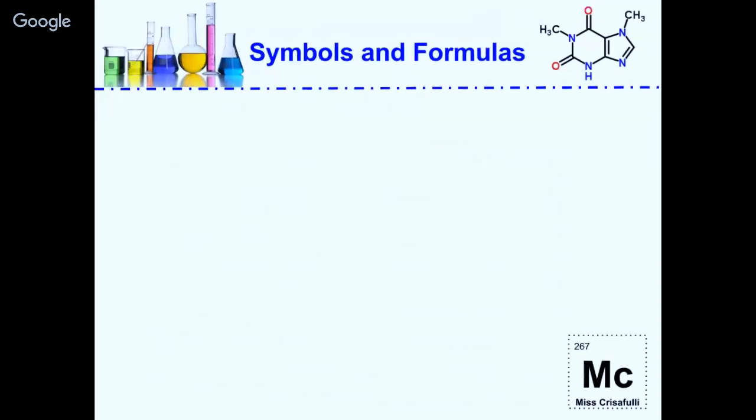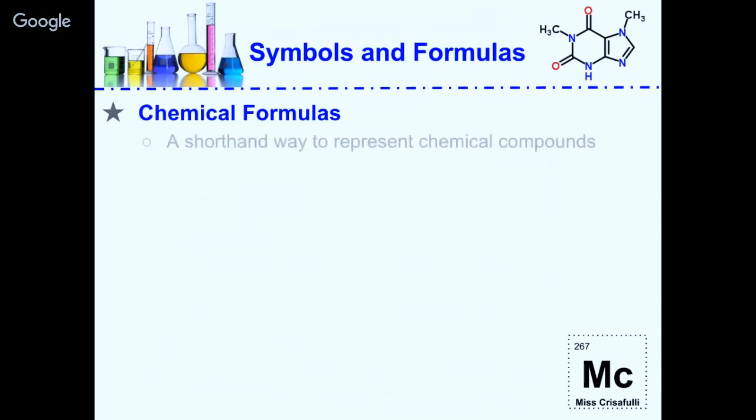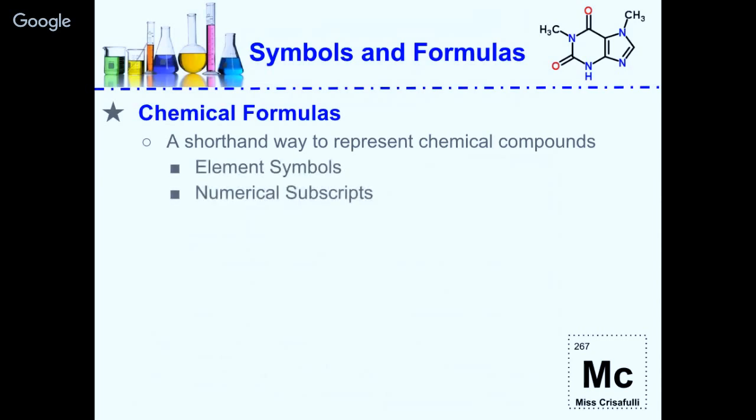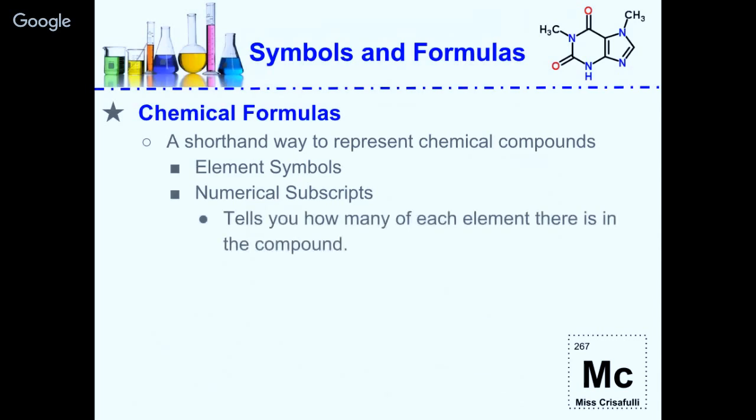So let's continue to talk about symbols and formulas. We've talked about symbols and where they came from. Now let's talk about chemical formulas. A chemical formula is a short way to represent chemical compounds. We have element symbols and numerical subscripts that make up a chemical formula. The numerical subscripts tell you how many of each element there is in the compound.